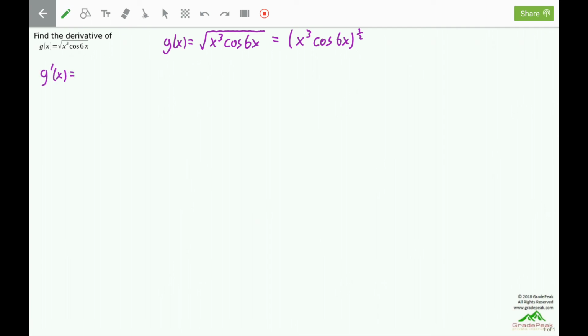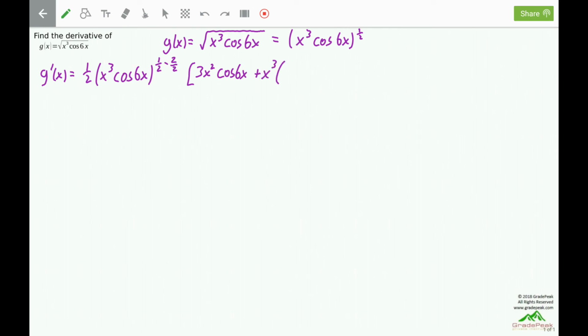So our derivative, g prime of x, will start with the power rule, bring the 1/2 down, x cubed cosine 6x, leave all that alone, subtract 1 from the power, I will call that minus 2/2, and now we multiply by the derivative of the inside, which is all of this, to complete the chain rule. Well, that is a product, and therefore we have to make use of the product rule for the derivative of the inside. The derivative of the first, derivative of x cubed, is 3x squared times the second left alone plus the first left alone times the derivative of the second.